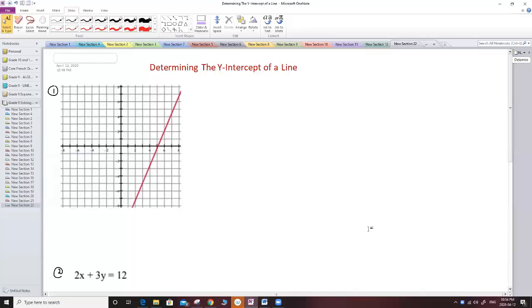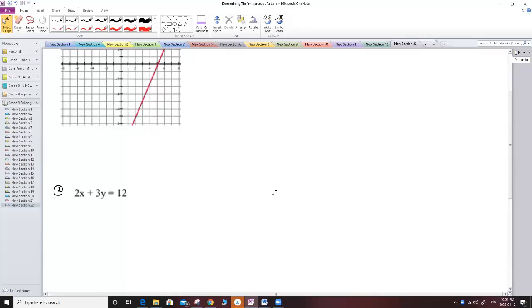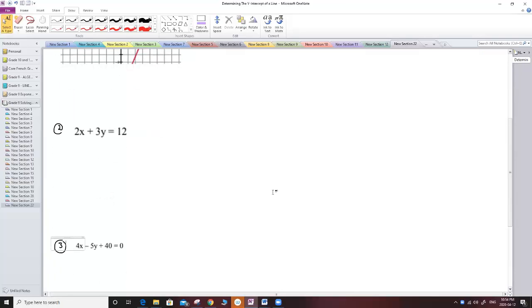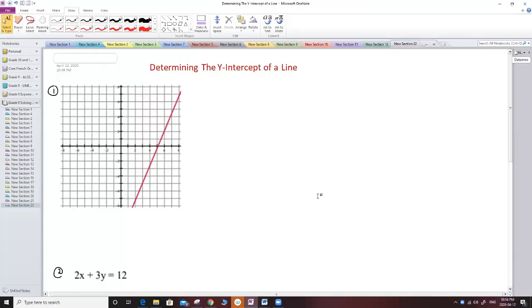Hi, grade 9. Today we have a lesson called Determining the Y-intercept of a line. And I have 3 questions. I have one, as you can see, with a graph, and 2 others as algebraic equations. The strange thing about question number 1 is that it has an incomplete drawing, so we cannot really find where the y-intercept is, where the intersection point of this line with the y-axis is. So how can I solve something like that?